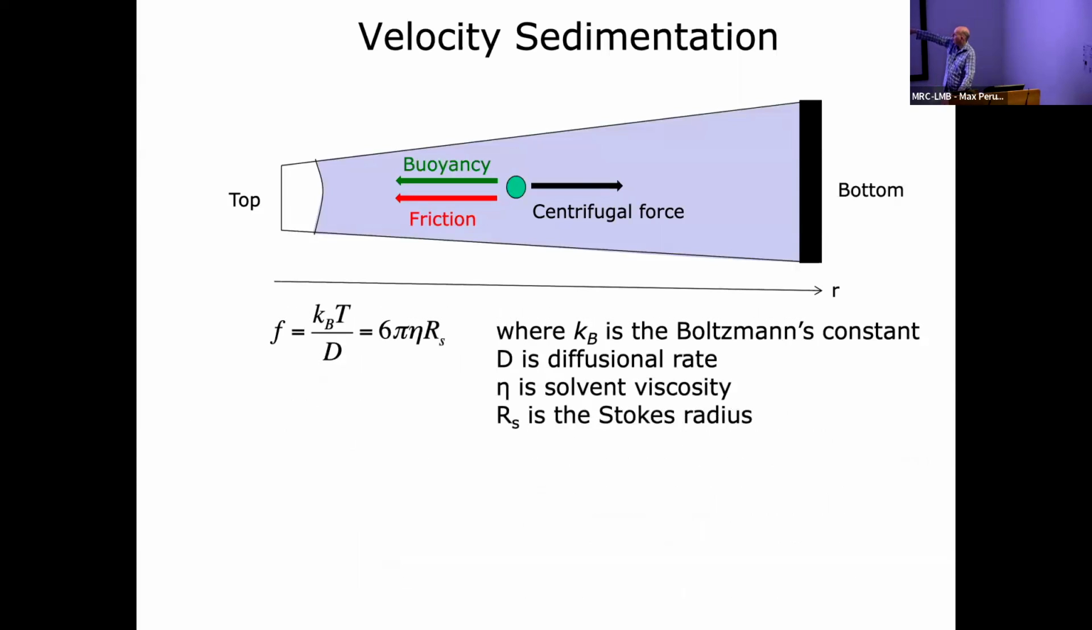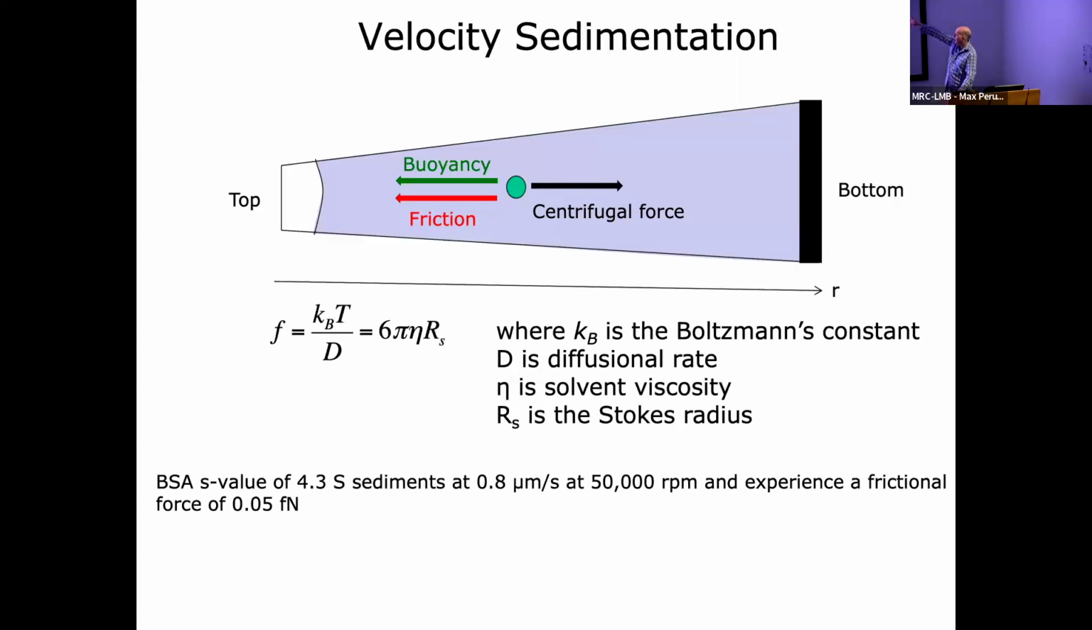Okay, so this frictional coefficient, what's this? Well, it's related to the size and the viscosity, really the Stokes radius, and the temperature and the Boltzmann constant. So for BSA, we've got something that's about 4.3 S. So it's moving at this speed under this rotor speed, and it's going to experience a frictional force of 0.05 newtons. I mean, that's a very, very tiny force, but it's still quite important.